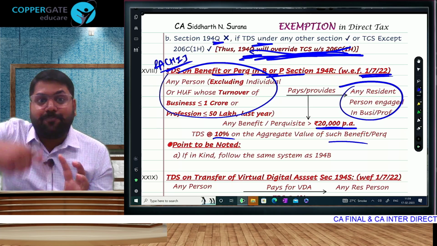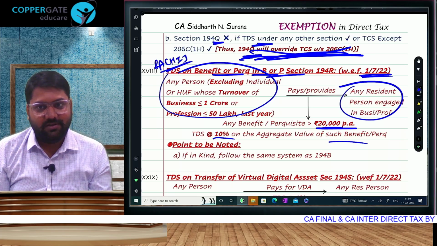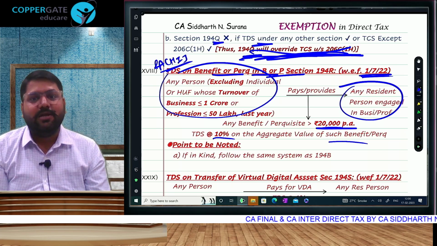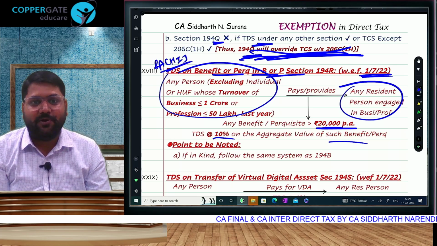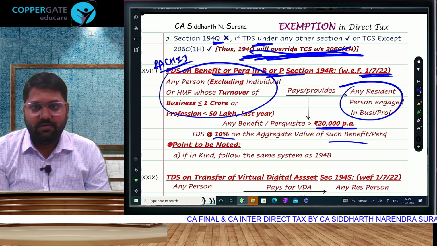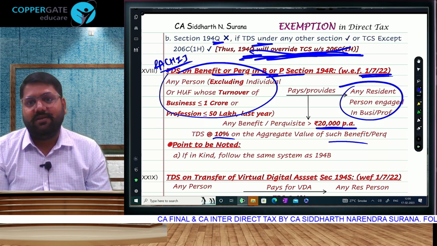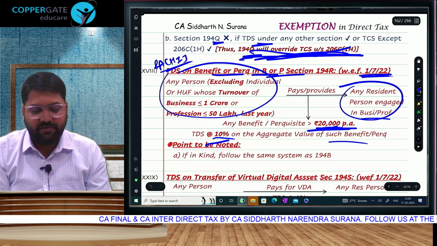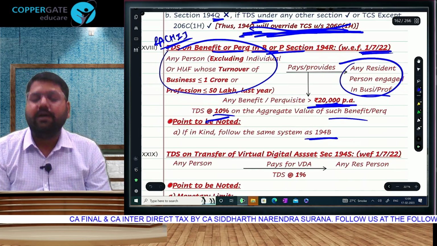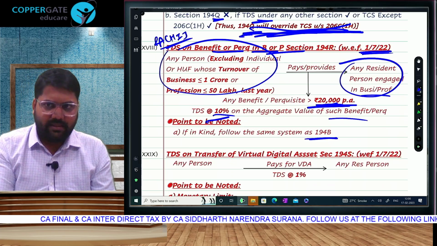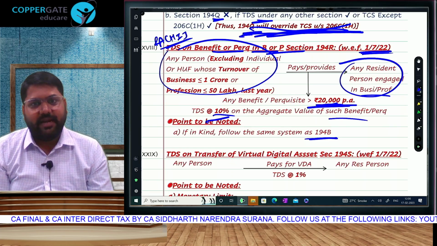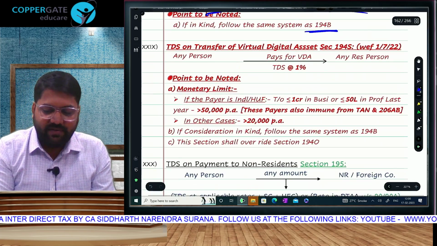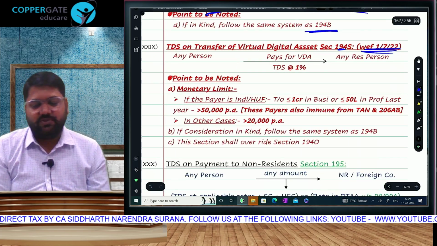You have to see what personal benefit the professional got. That is your perquisite. If the benefit is for the organization, that is not any benefit or perquisite provided to the employee or the professor. Understood? The benefit should be taken by the recipient. And if the benefit is more than 20,000, then 10% TDS will be attracted. Of course, if the benefit is in kind, the same as 194B, meaning the perquisite receiver will pay 10% to the company and the company will then release the perquisite.